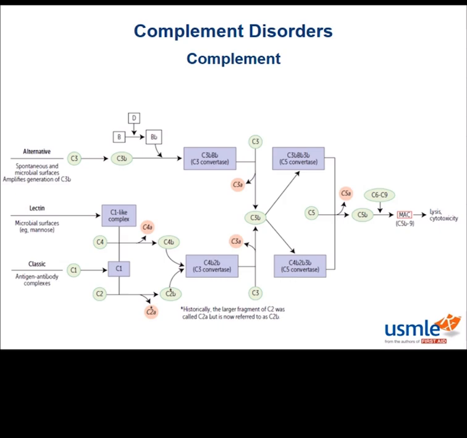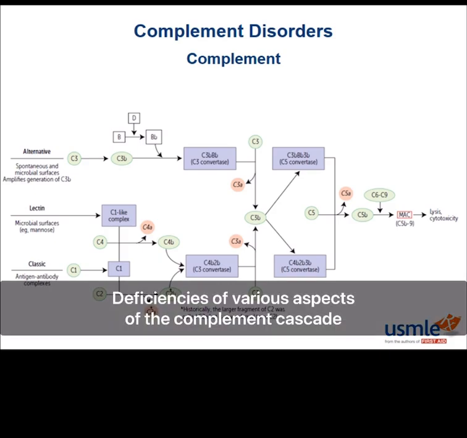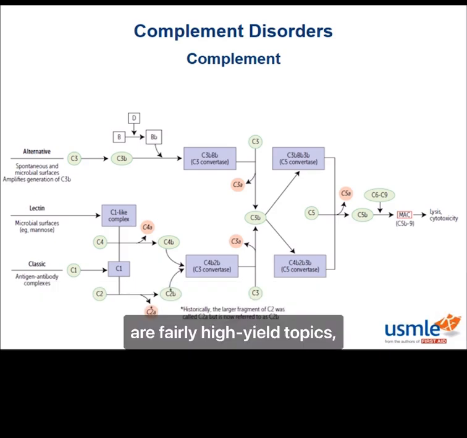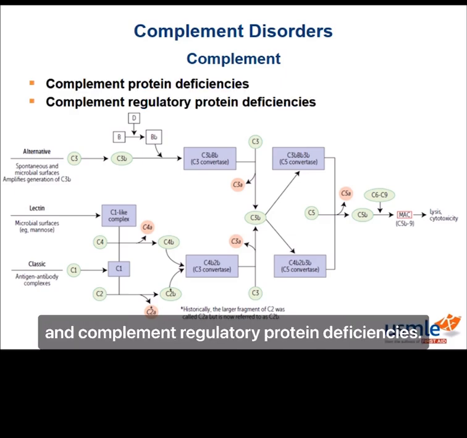Everyone, this is our lecture on complement disorders. So let's get started. Here, in all of its glory, is the overall complement cascade. Deficiencies of various aspects of the complement cascade are fairly high-yield topics, and we can organize them by complement protein deficiencies and complement regulatory protein deficiencies.